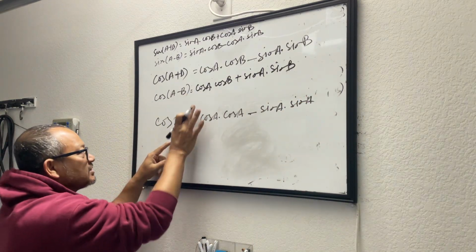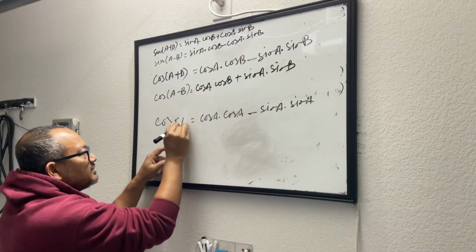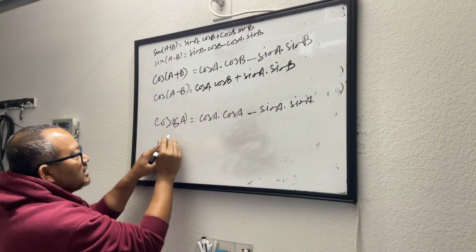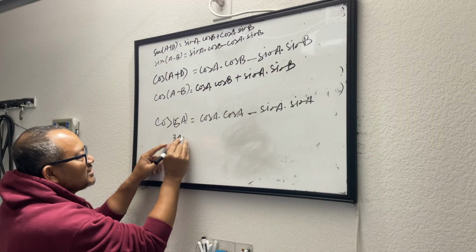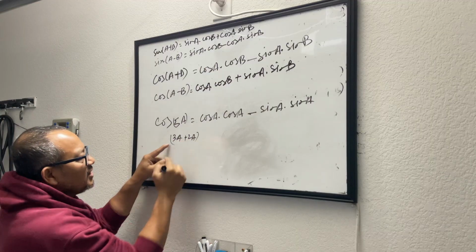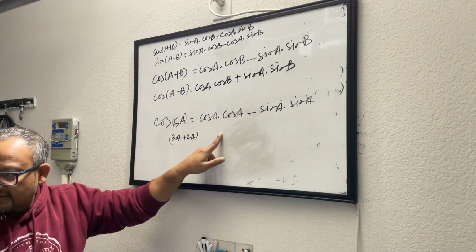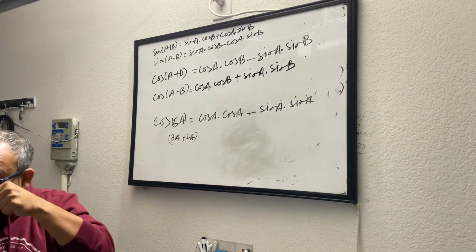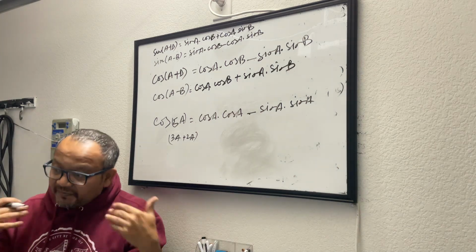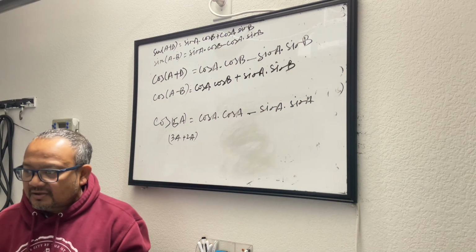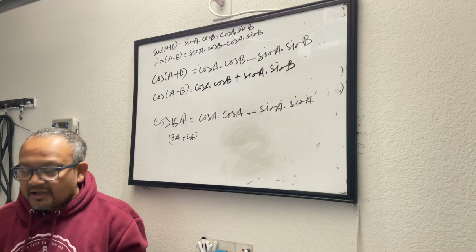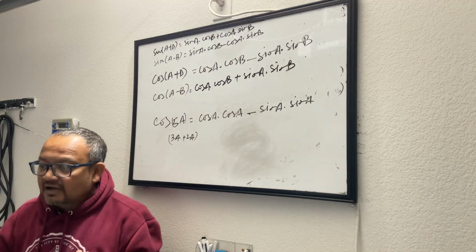If you have to find out cos of 5a, this is equal to cos of 3a plus 2a. You can break it down. So this helps you derive values for different angles without dealing with a calculator.